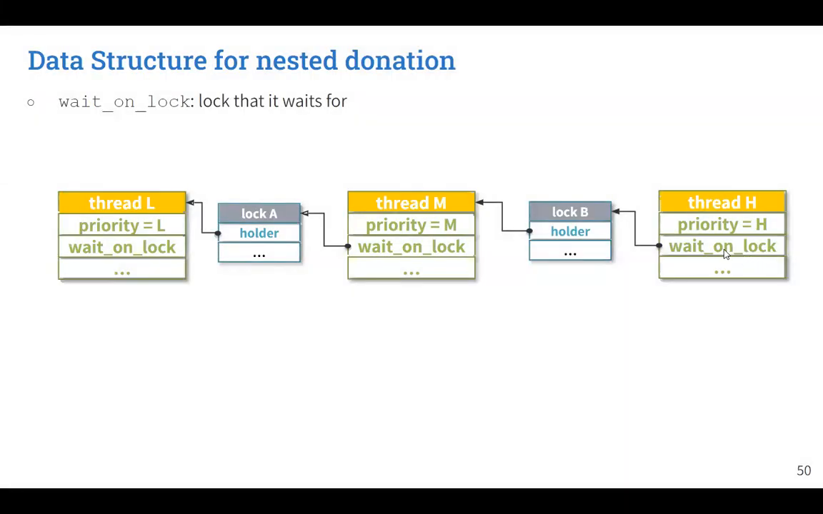And for the data structure for nested donation, you would want to add a structure called wait on lock, actually a lock pointer, so that you store the lock that the current thread is waiting for. So if thread H is waiting on lock B, which is held by thread M, which is waiting on a lock that's held by thread L, you would want to track it down this way.